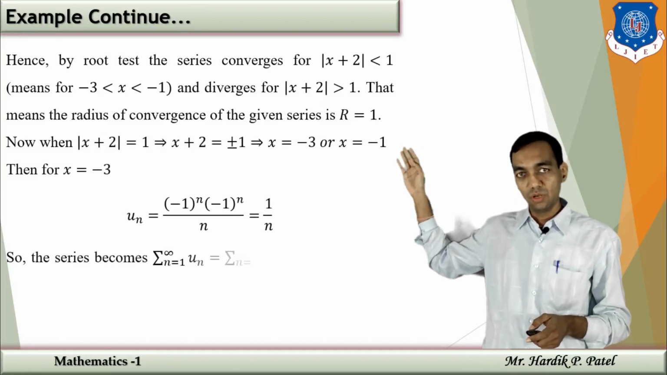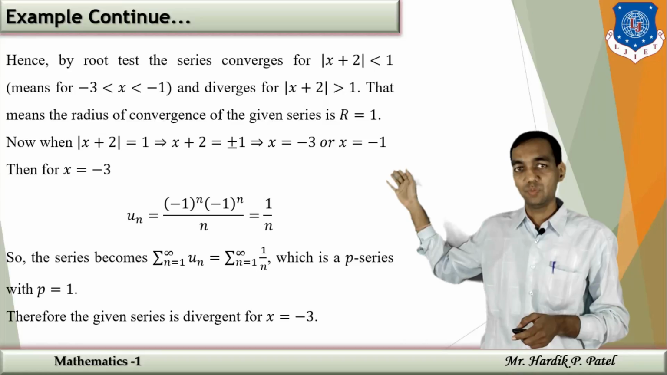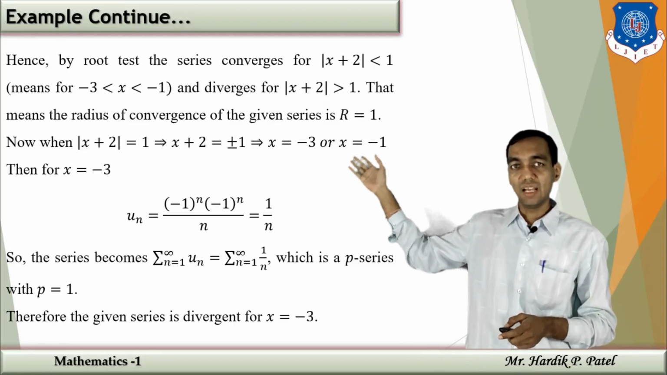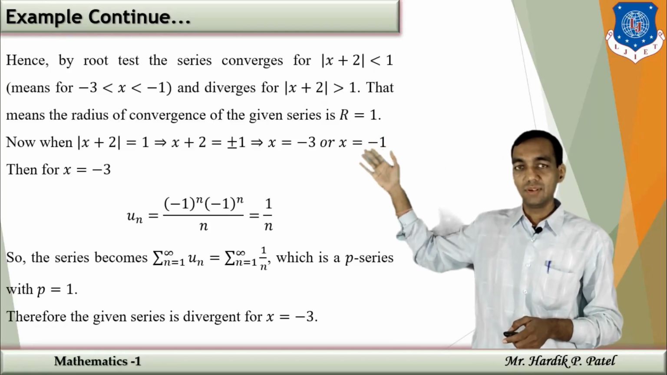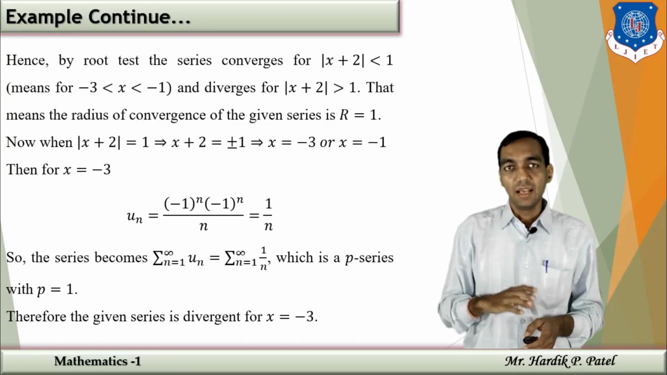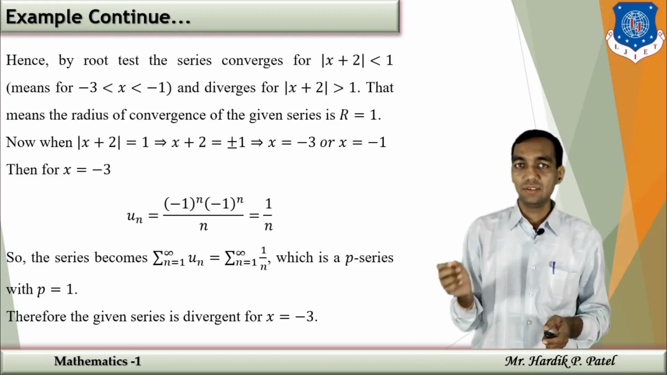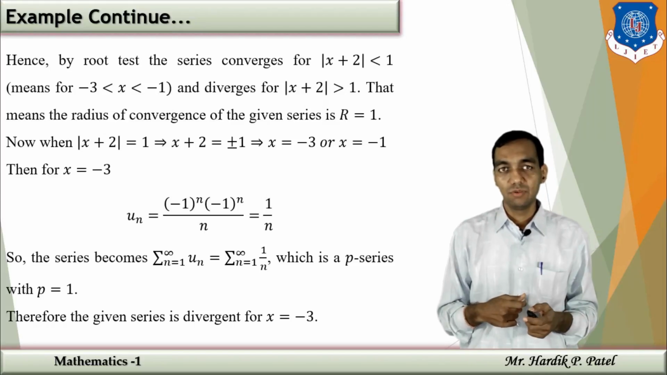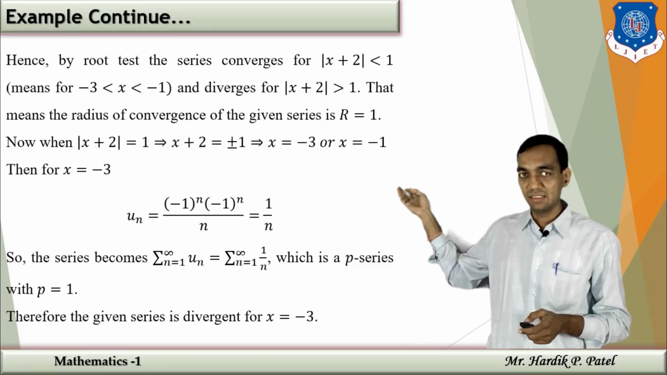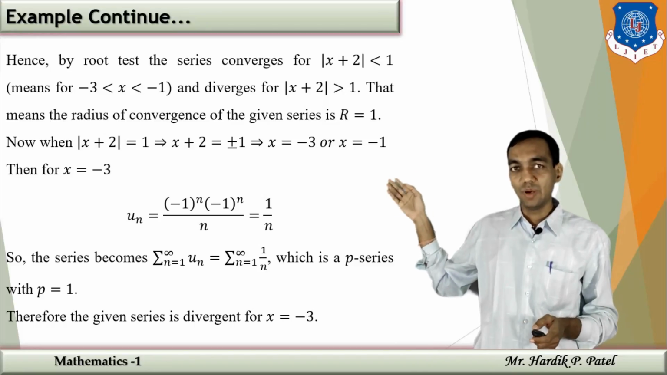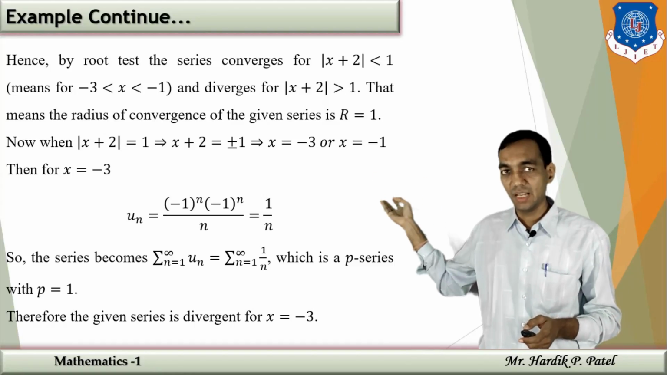So if we eliminate mod from the convergence condition, then mod of x plus 2 less than 1 means minus 1 less than x plus 2 less than 1, and adding minus 2 gives you minus 3 less than x less than minus 1. So that will be your interval of convergence. At the endpoints, that means x is equal to minus 3 or x is equal to minus 1, you have to check whether the series is convergent or divergent. So if you put x is equal to minus 3, then you will have Un equal to minus 1 raised to n into minus 1 raised to n, because minus 3 plus 2 will be minus 1.